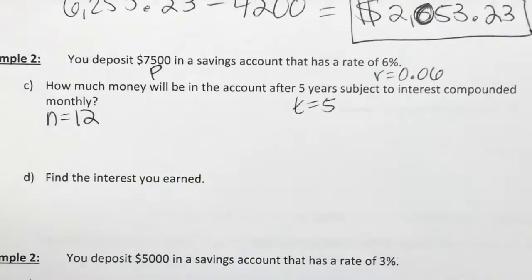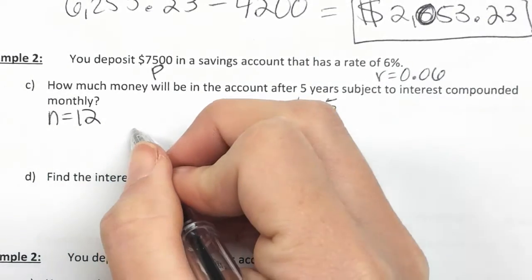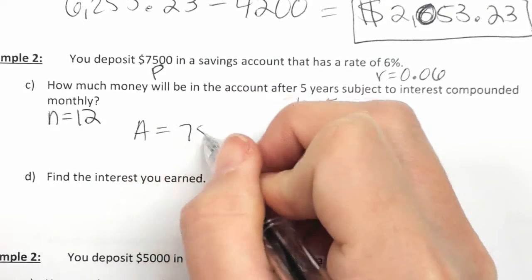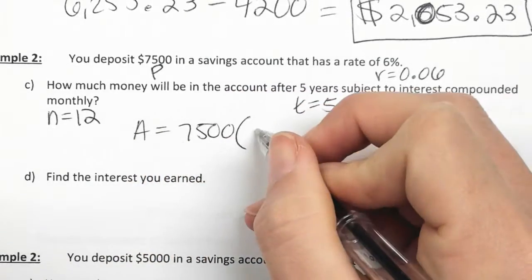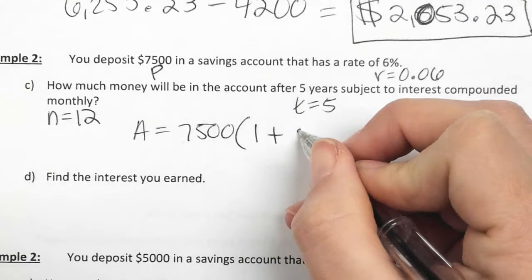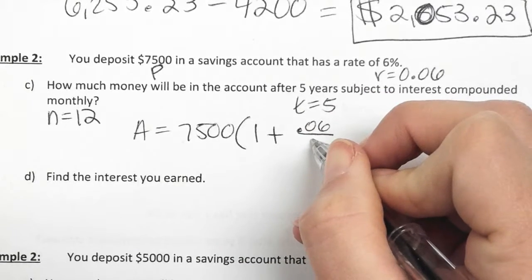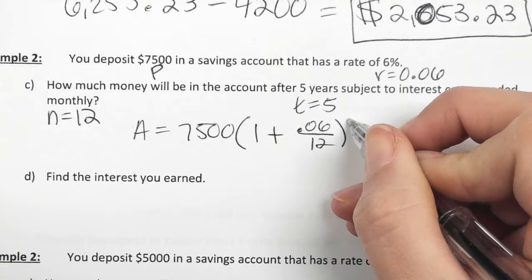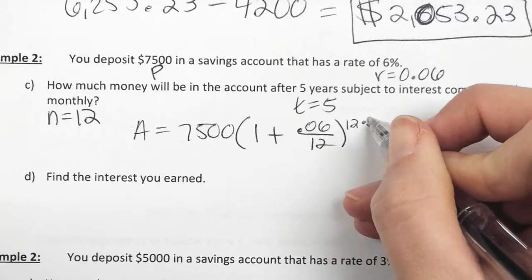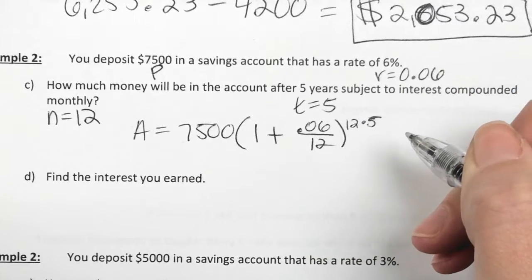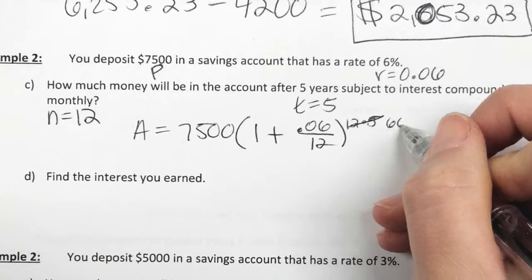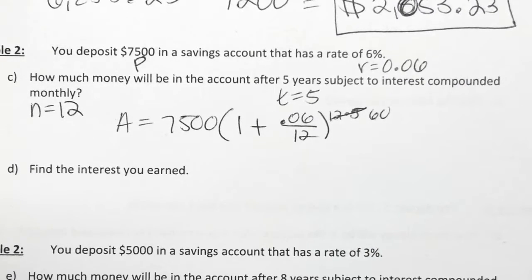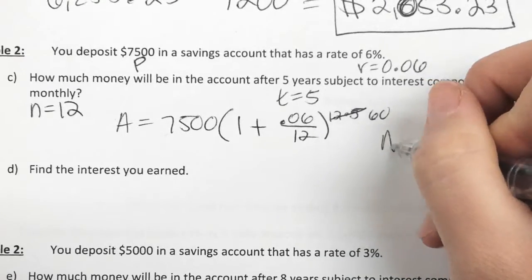And Diego, tell me how to set up the formula. 7,500, open parentheses, 1 plus 0.06 over 12, close parentheses, and then raise it to 12 times 5. Good. Let's go ahead and mark out 12 times 5. What's 12 times 5? 60. Alright, I'll give y'all time to calculate that, then I'll call on one person for the final answer.